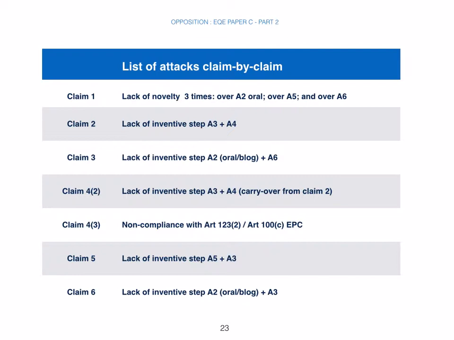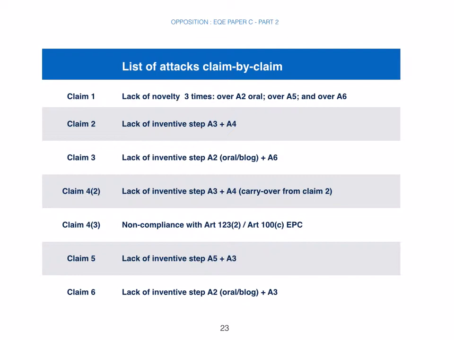Claim 1, lack of novelty 3 times, over A2 oral, over A5, and over A6. Claim 2, lack of inventive step, A3 plus A4. Claim 3, lack of inventive step, A2 oral or blog, plus A6. Claim 4, when it depends on claim 2, lack of inventive step, A3 plus A4. This is a simple carryover from the attack against claim 2.